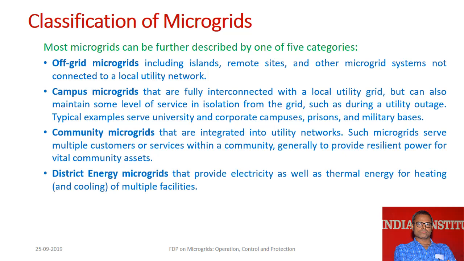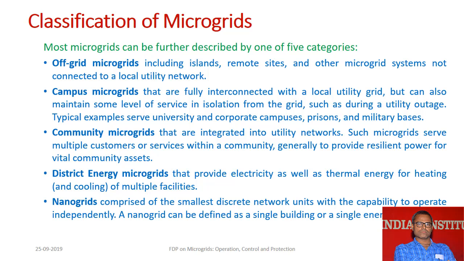And district energy microgrids provide electricity as well as thermal energy. So this is a little bit different. Electricity as well as thermal energy for heating and cooling of multiple facilities. Like we visited Hong Kong in one of the conferences, they took us to this kind of facility. They have created a district energy microgrid from where they supply the thermal energy as well to the nearby schools, nearby communities, right? So this is also possible, right?